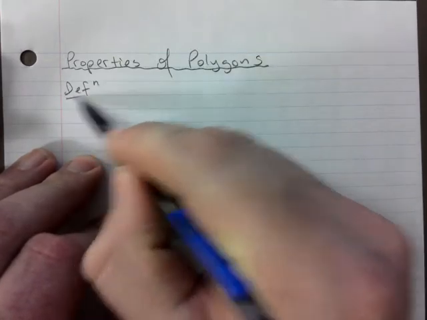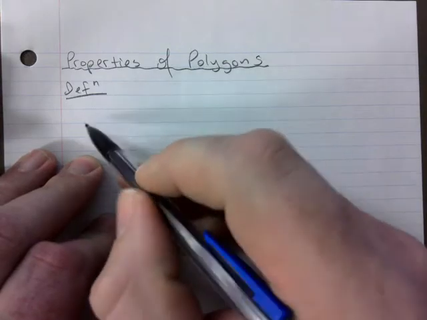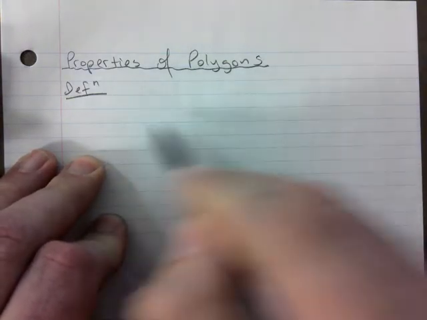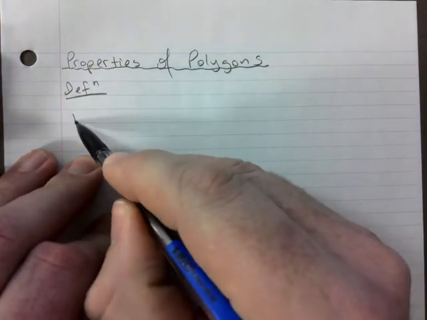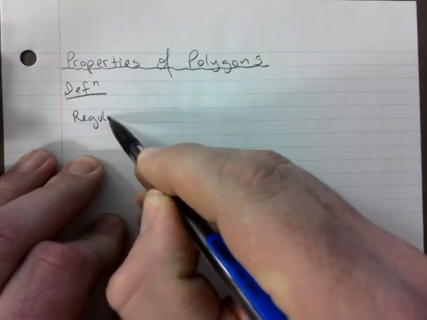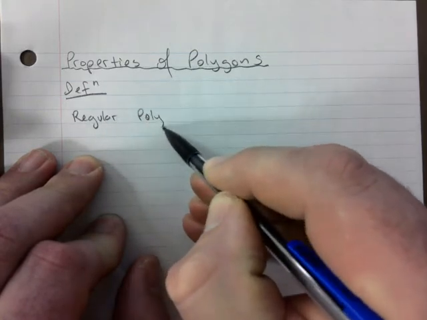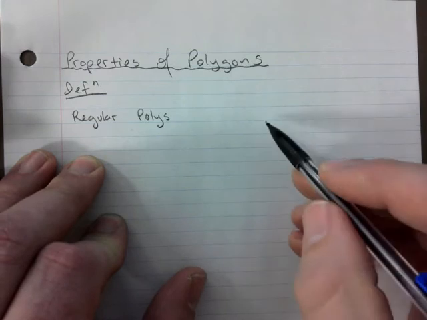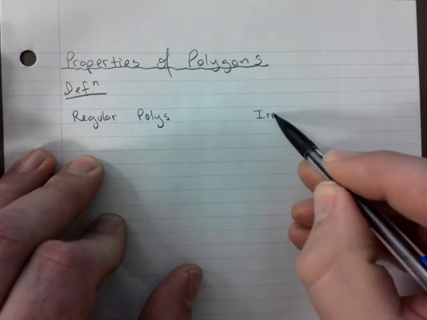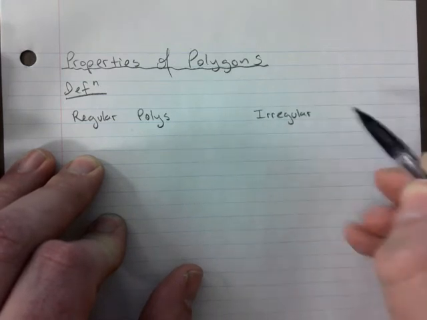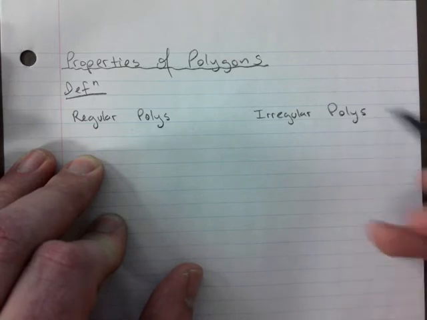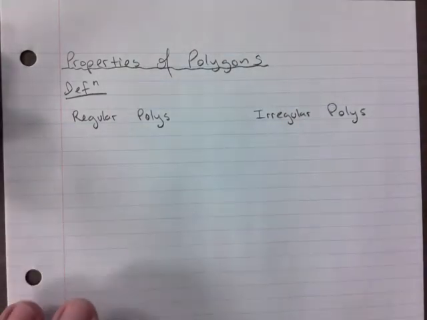Definition. I'm going to put them side by side. Okay, so you have regular polys and irregular polys.